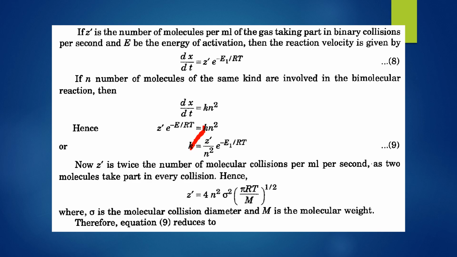Now z dash is twice the number of molecular collisions per cc per second when two molecules take part in every collision. Hence we can write the equation z dash is equal to 4 n squared sigma squared into (pi RT by m) whole power half, where sigma is the molecular collision diameter and m is the molecular weight.